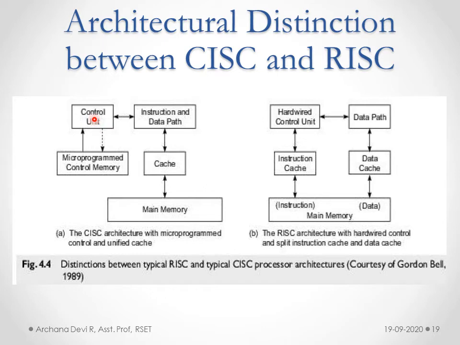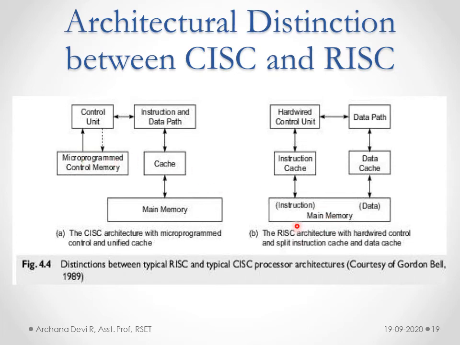In this case, the control signals associated with the operations are stored inside the microprogrammed control memory. Every time the control unit wants to send a signal, those operations are fetched from microprogrammed control memory, and based on that, the instruction and data will be fetched from memory through cache. That makes the system slower in the case of CISC architecture.